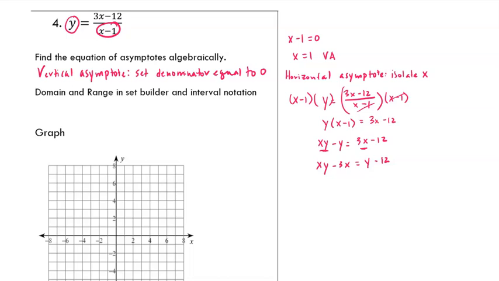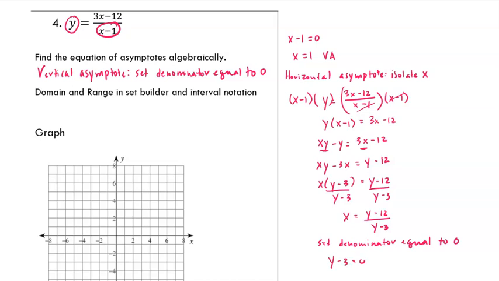Okay. And then I'm going to isolate x, or factor out x. Divide both sides by y minus 3. So we get x equals y minus 12 over y minus 3. After we do that, we set the denominator equal to 0. So we get y minus 3 equals 0. And that implies that y equals 3.